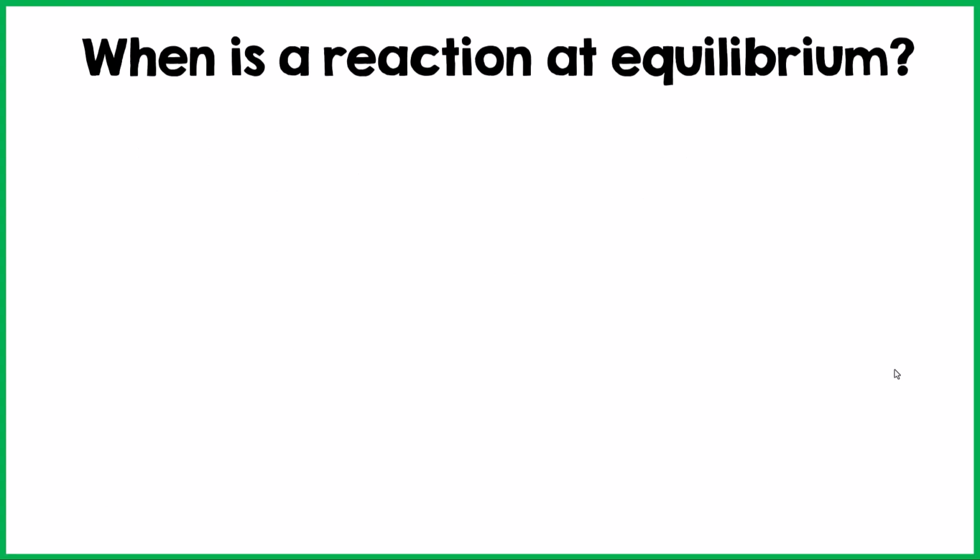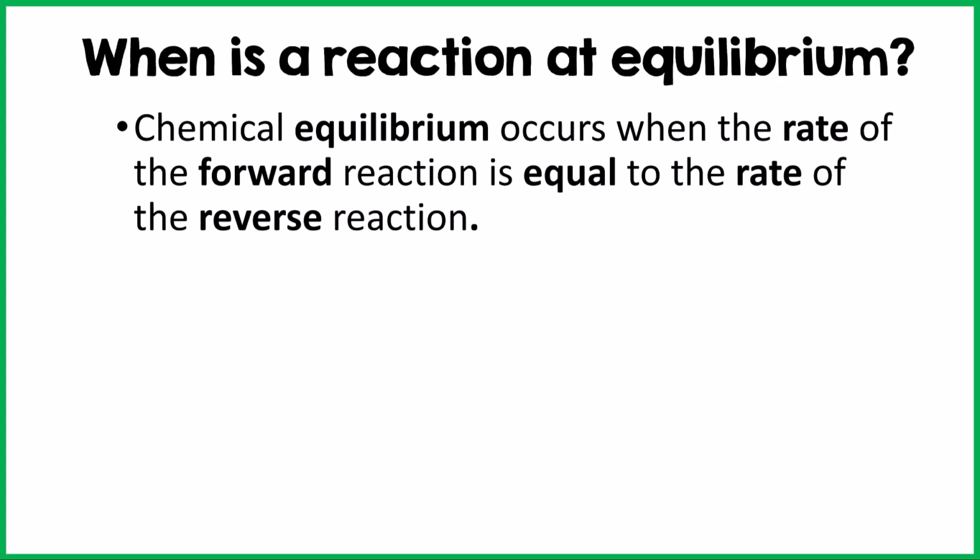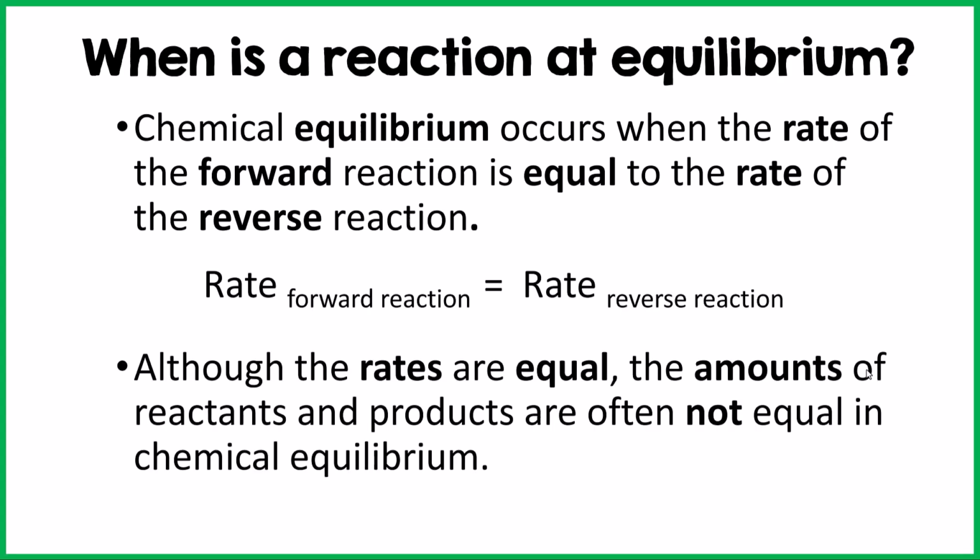When is a reaction at equilibrium? Well, chemical equilibrium occurs when the rate of the forward reaction is equal to the rate of the reverse reaction. And we can write that like this. Even though the rates are equal, the amounts of the reactants and products are often not equal in a chemical equilibrium. So the reaction might be occurring at a certain rate that is equal on both the forward end and the reverse end, but that doesn't necessarily mean that the amount of the products is equal to the amount of the reactants.